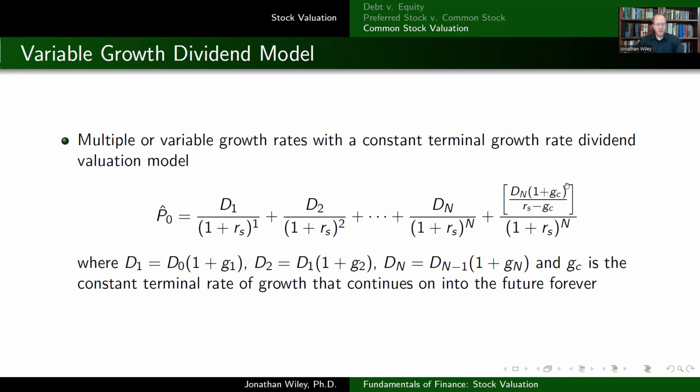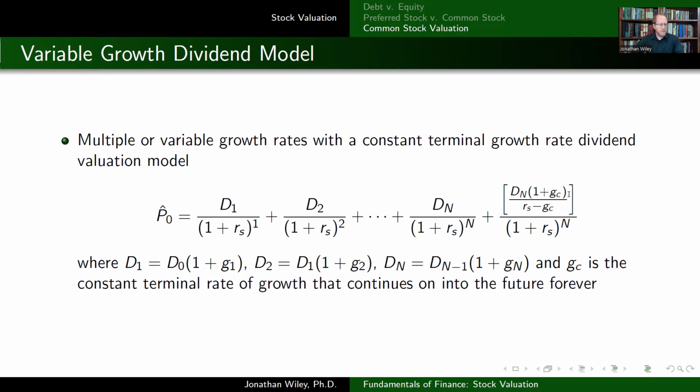So this term here at the end is basically finding the value of DN plus 1. So basically, DN plus 1 would be the dividend 1 year in the future. And the way it does that is it takes DN times 1 plus whatever this GC is. GC is the rate of constant growth that we are assuming the dividend is going to have after N years. So basically, what's going to happen is it's going to grow at one rate or perhaps multiple rates up through year N. And then after year N, it's going to grow at some other constant rate thereafter. And that's going to be GC.